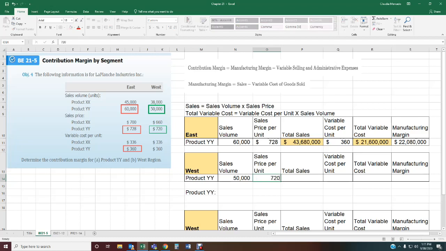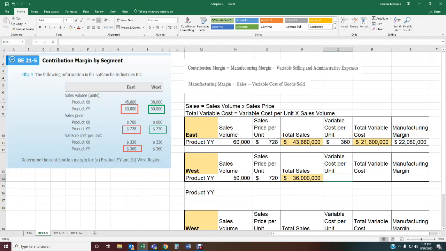That's 720. Now I can calculate my total sales. How do we calculate total sales? That is your sales volume times your sales price. That gives me 36 million. That is your total sales for product YY in the West side.